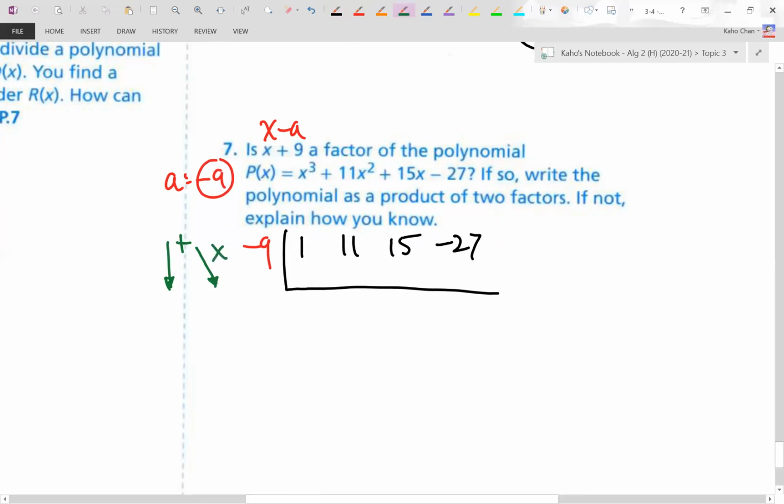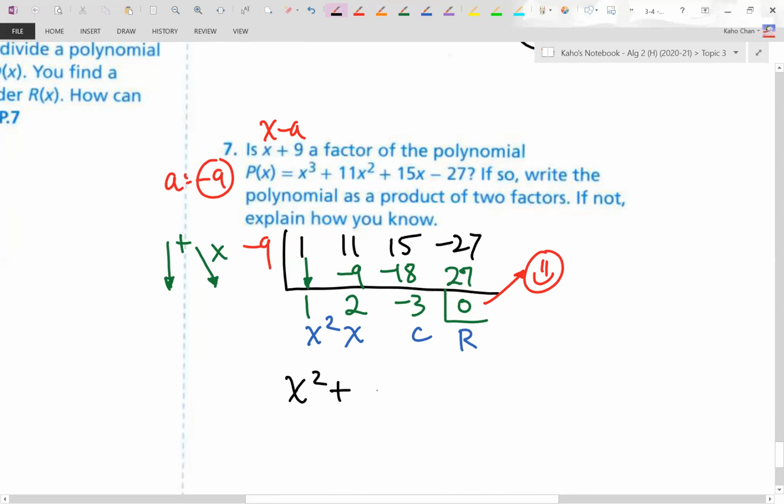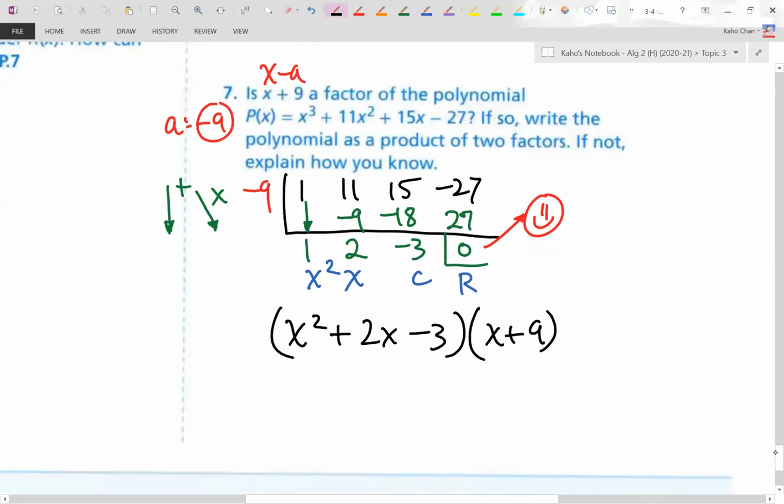Here we go. Add, multiply, add, multiply, add, multiply. What? That is great. My remainder is 0, which means x plus 9 is a factor. And that factor is x squared plus 2x minus 3 times my original divisor of x plus 9. Now they want us to leave the answer like that.